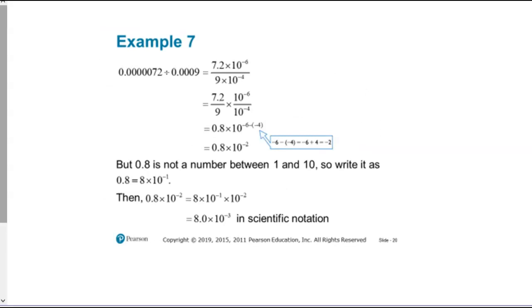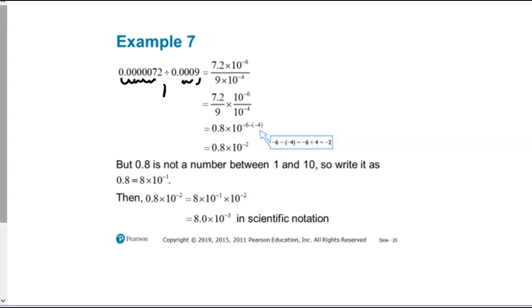Division is going to be the same way. You're going to go ahead and convert. So 0.000072, we're going to take that and move the decimal 1, 2, 3, 4, 5, 6 places. And so we'll have 7.2 times 10 to the negative 6th, and we'll move this 1, 2, 3, 4 places, because remember it's got to be greater than 1 and less than 10, and that is 9 times 10 to the negative 4th.